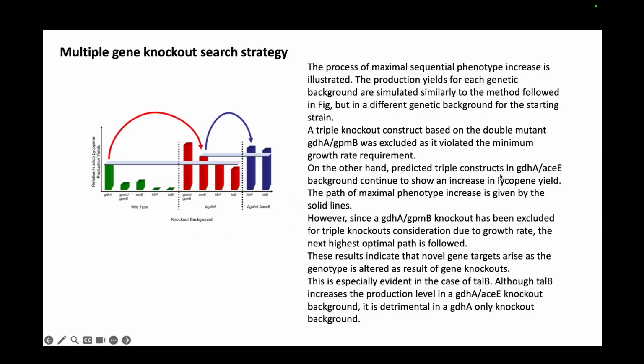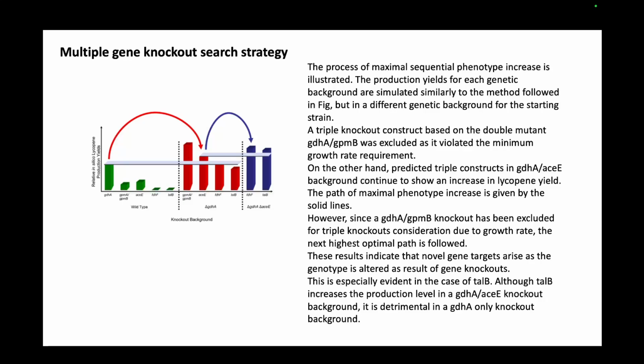On the other hand, predicted triple constructs in GDHA-ACE background continue to show an increase in lycopene yield. The path of maximal phenotype increase is given by the solid lines. So you see this line here, this line here. So there's the maximum increase there. However, since the GDHA, GPMB knockout has been excluded for triple knockout consideration due to growth rate, the next highest optimal path is followed. This indicates that novel gene targets arise as the genotype is altered as a result of gene knockouts.